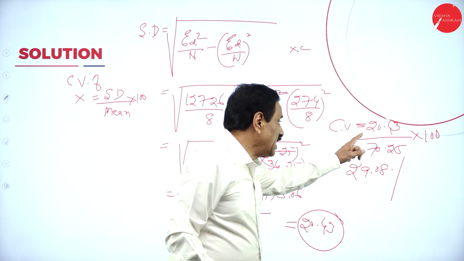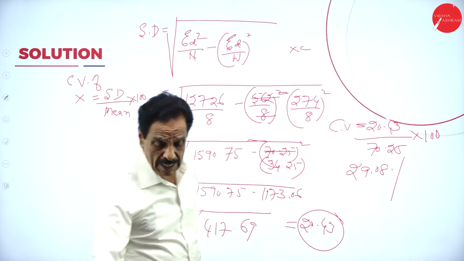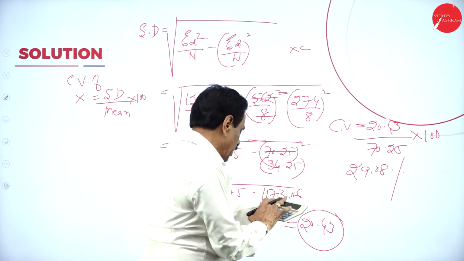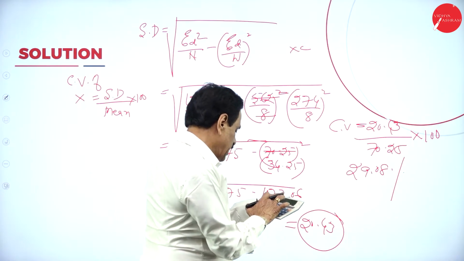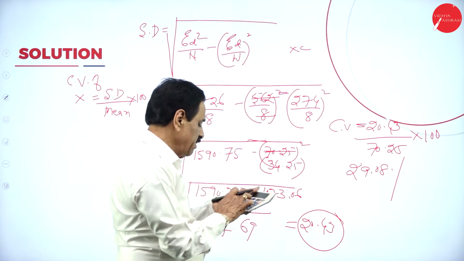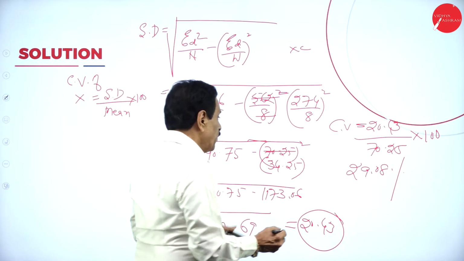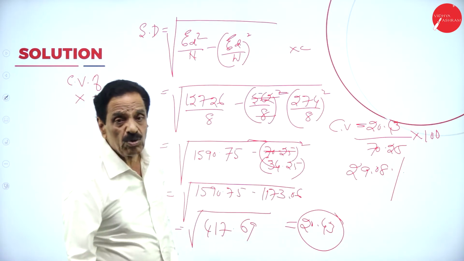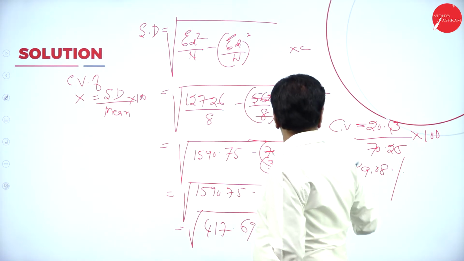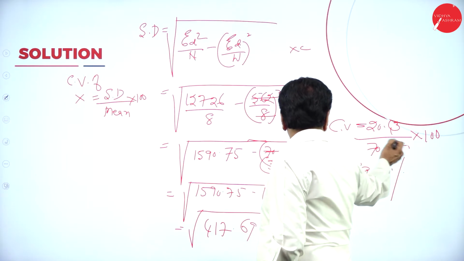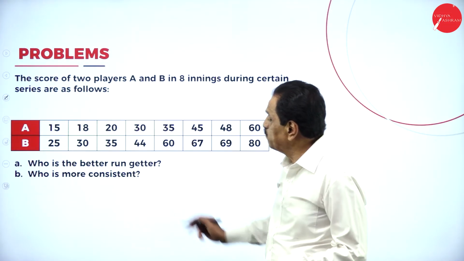What's the formula? Standard deviation divided by mean into 100. I will calculate once again. 20.43 divided by 70.25 into 100 works out to 29.08%. This goes in favor of X. Same type you have to do for Y also. You remember your CV is 29.08. Your mean is 70.25. We'll go to the next batsman.